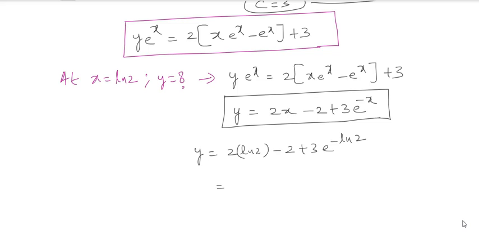So now tell me the value for this. You can cross verify with your calculator. 2 into ln of 2 value will be 1.386, minus 2, plus 3 into 2 power minus 1, which is 1 by 2, so 3 divided by 2. Just simplify it, and 0.886 will be the answer.